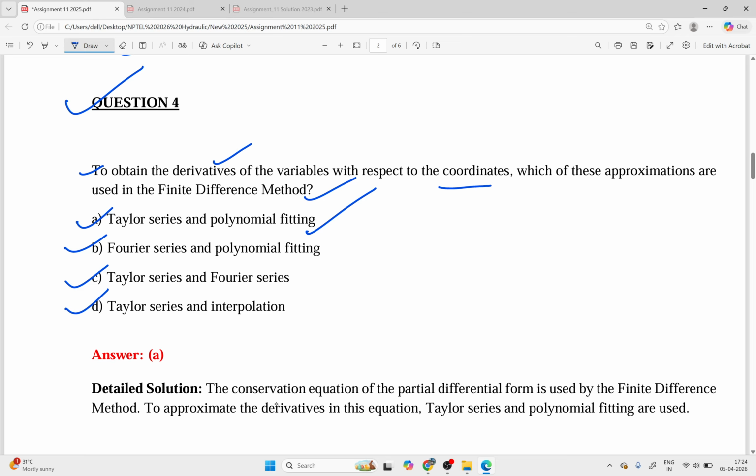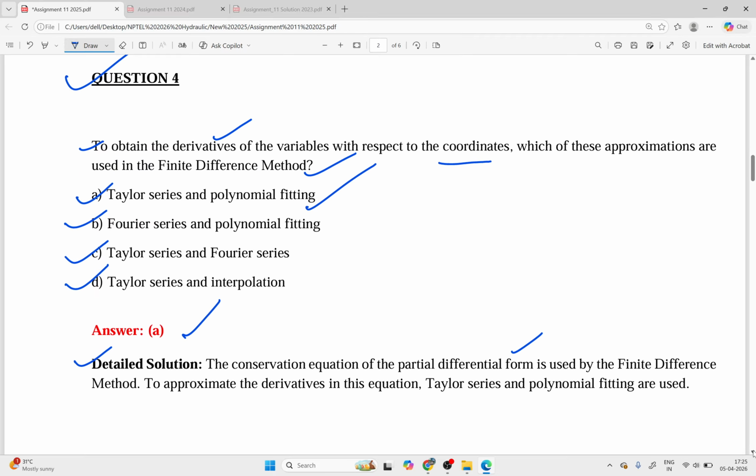Detailed solution. The conversion equation of the partial differential form is used by the finite difference method to approximate the derivatives in this equation. Taylor series and polynomial fitting are used. So remember.